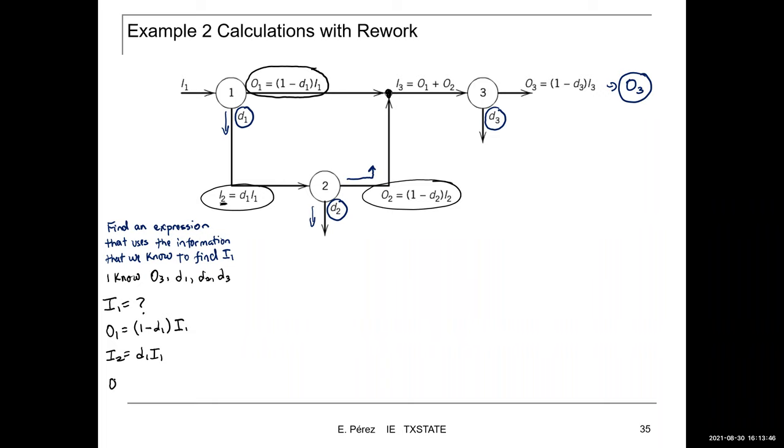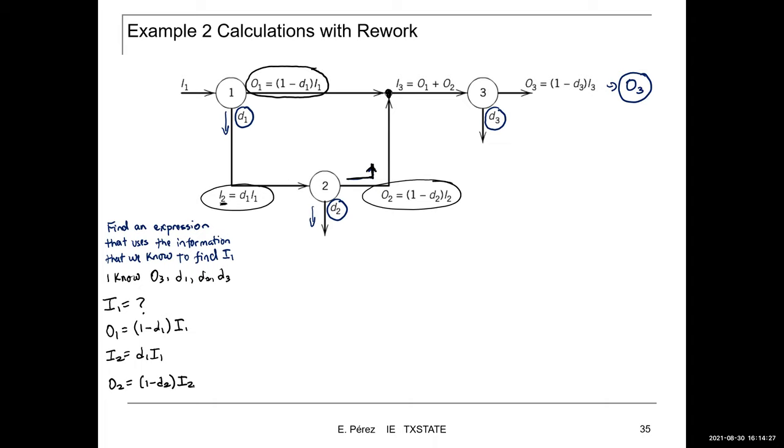And the output of 2, this output right here, is going to be (1 minus D2) times I2. Okay, so whatever goes into the machine, input of 2, I want to know what's the output. It is going to be what's in times 1 minus the defective rate. So if the defective rate is 5%, it's going to be I2 times 95%. 95% of the parts will go to that node I3.